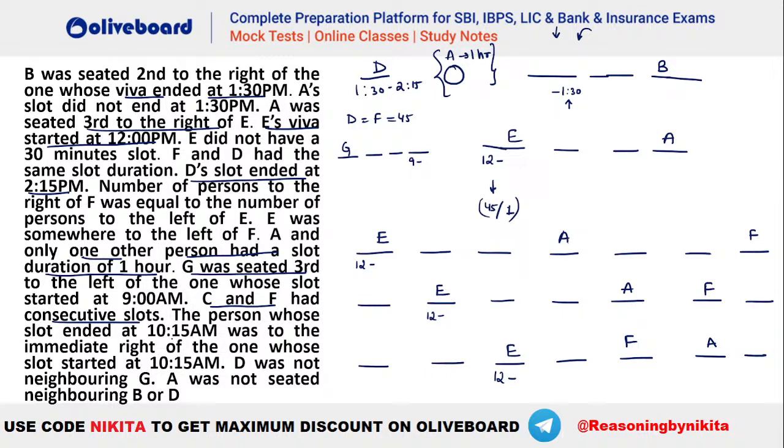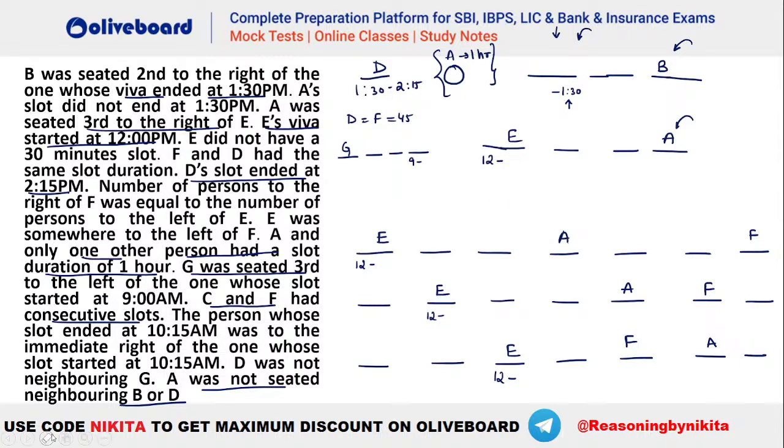The person whose slot ended at 10:15 was to the immediate right of the one whose slot started at 10:15. D was not neighboring G. A was not seated neighboring B or D. So you can see here that A should not be a neighbor of B or D. Let's try where we can place B in the first case. Let's try it out.